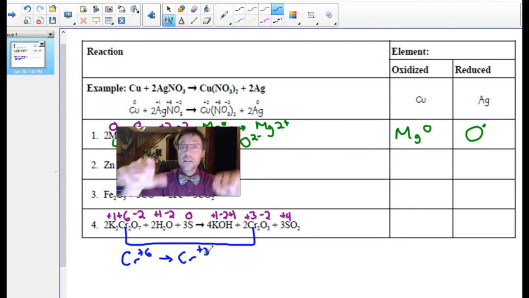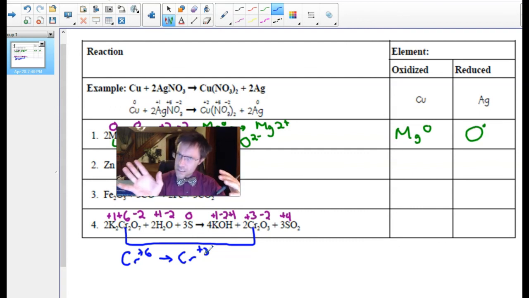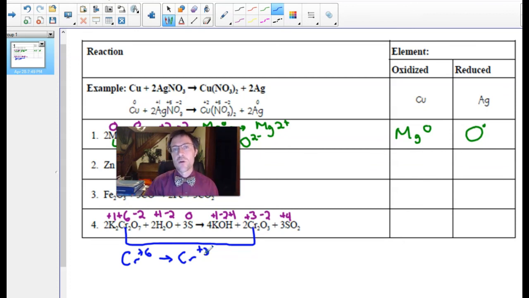So this is what I do. First, I draw a line to connect it to, like, change. This looks like chromium 6 turned to chromium 3, so I draw a line to connect them. And then I just write it out, chromium 6 turned to chromium 3. So let's keep on going here. Oxygen is an O2. All the oxygens are, oh, I forgot to write that down.